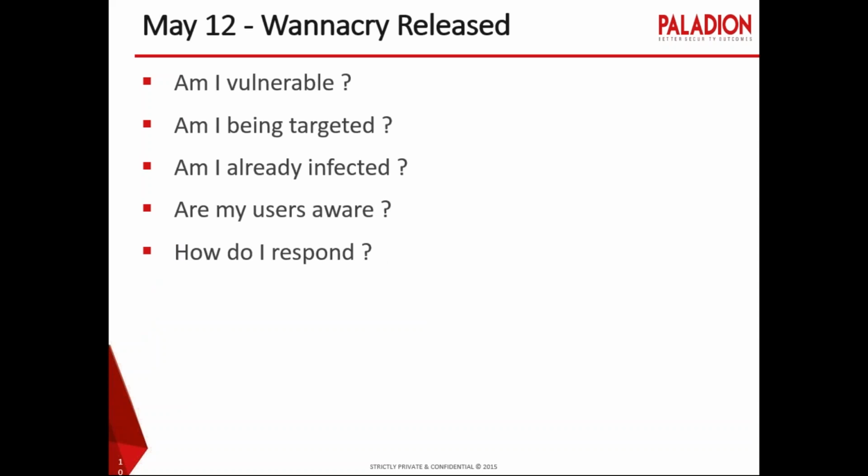So these are the things we need to have as part of preparation. Now when the malware notification comes out, as it happened in the case of WannaCry when it was released on May 12th, these are the questions we need to quickly find answers to. Am I vulnerable? Is the threat targeting my organization? Am I already infected? Are my users aware of this? And if I get infected, how do I respond?